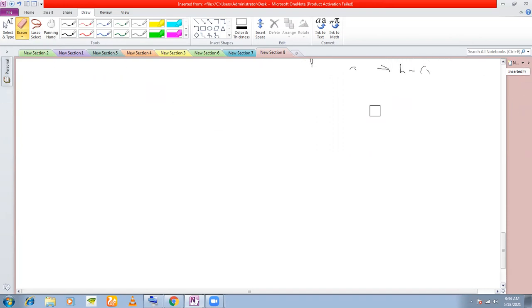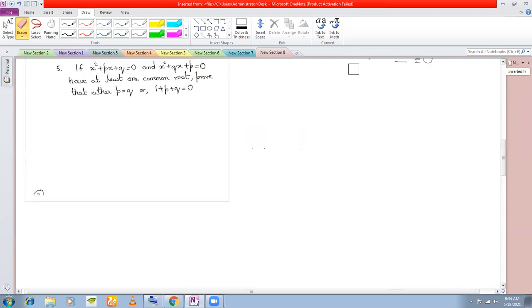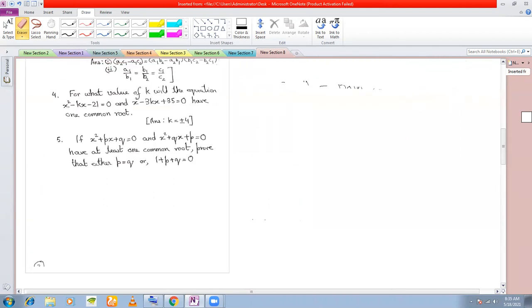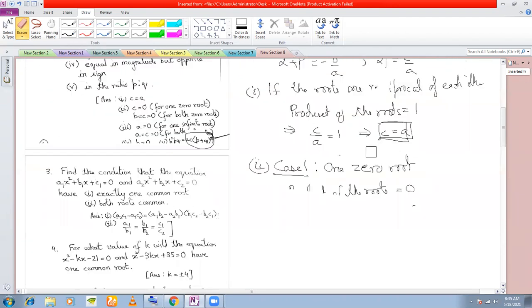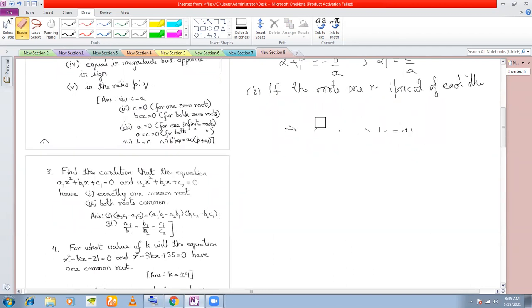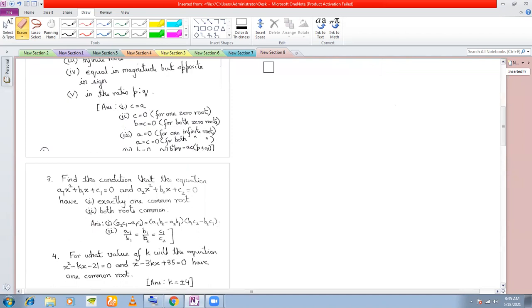Now, how should the coefficients of a quadratic equation be related such that they have a common root between them? What do you mean by a common root? Common root means one root. If I give you two quadratic equations, the first will have roots, say, alpha and beta. The other quadratic equation, if it has roots in the form, say, alpha and gamma, then alpha is called the common root of the two quadratic equations. That is, they have one root which is common to both of them.